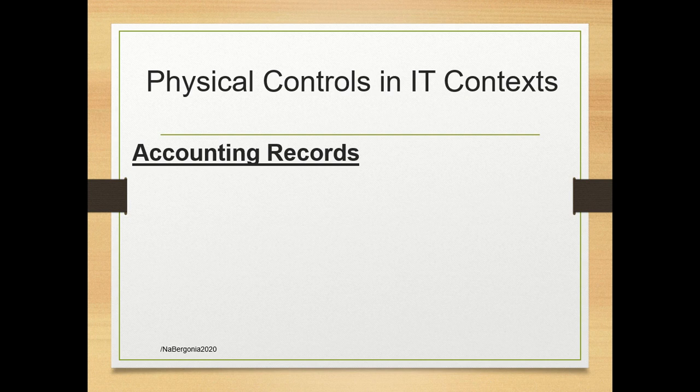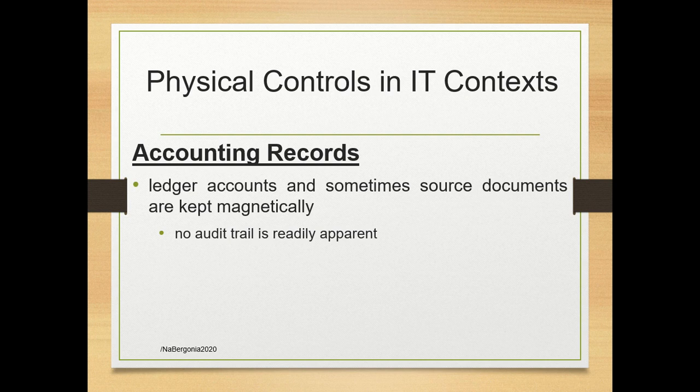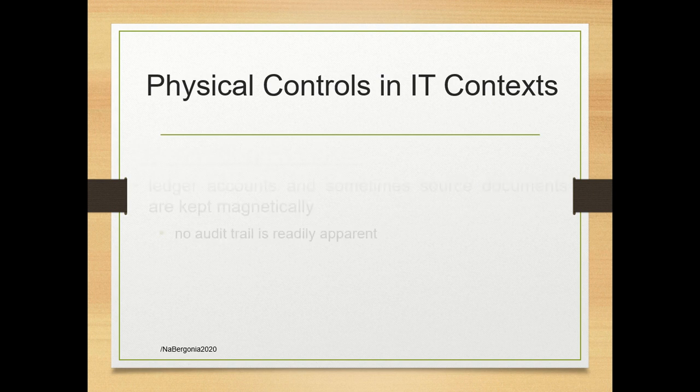Accounting records. So the ledger accounts are sometimes source documents which are kept magnetically. So no audit trail is readily apparent. So again, the audit trail is important in accounting records. Okay? So when it is kept magnetically, there are some cases where problems occur and they could not trace it. But there are already some controls over this, the IT controls that were discussed previously in terms of the accounting records.